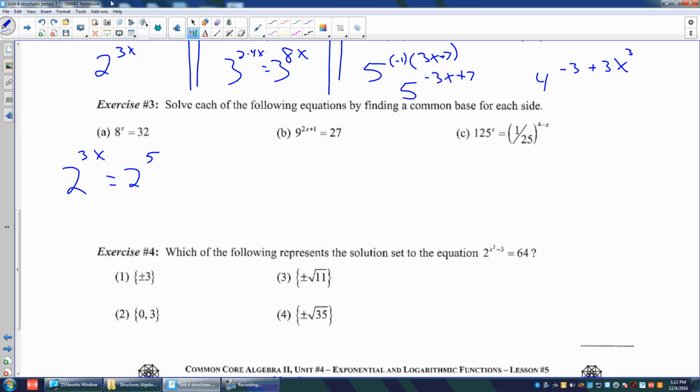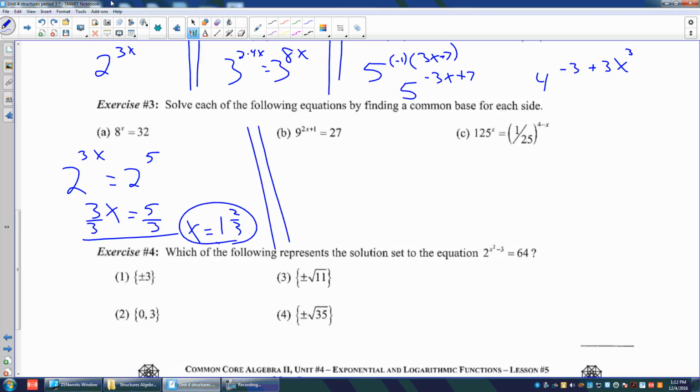We have a common base, so we take the log base 10 of both sides, we divide by log base 10 of 2 on both sides, and we're left with 3x equals 5. Divide by 3, divide by 3, x equals 1 and 2 thirds, or 5 thirds.